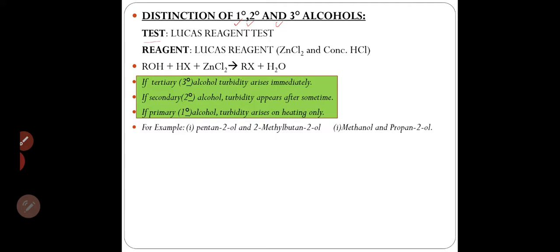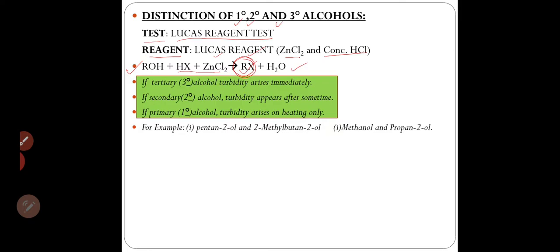The test done is the Lucas reagent test, and the reagent used is Lucas reagent. Lucas reagent is simply a mixture of zinc chloride and concentrated HCl. Now, what is the reaction taking place, and what observation do we have to make? Alcohol reacts with Lucas reagent, hydrogen halide plus zinc chloride, to give alkyl halide and water. The formation of alkyl halide leads to turbidity.